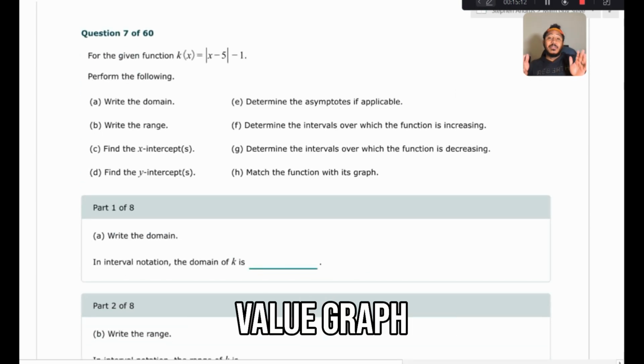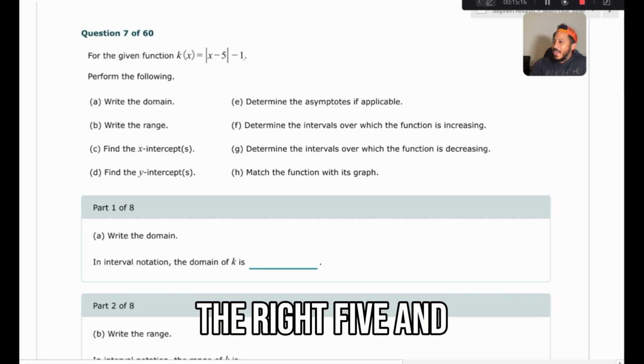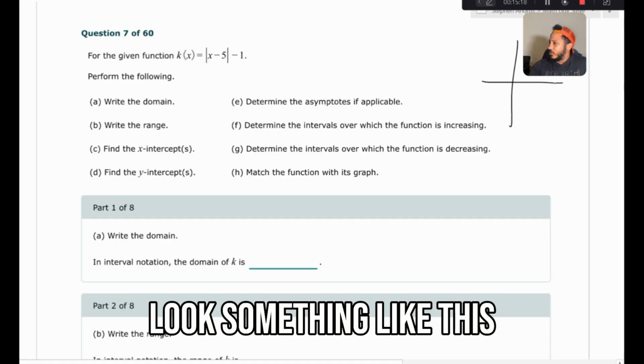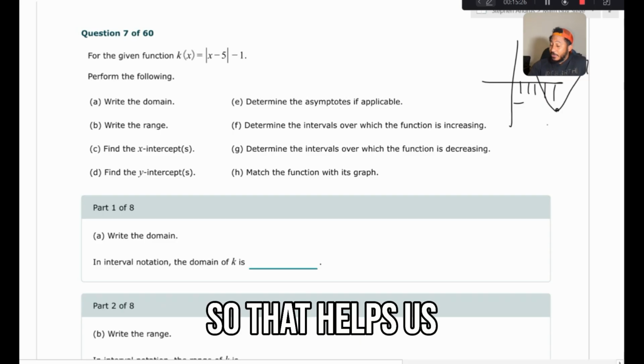Okay, we got more. So this is an absolute value graph. My absolute value is the V-shaped graph, right? So it's shifted to the right 5 and down 1. And so it should look something like this, right? To the right 5 and down 1. So it makes this V shape here. So that helps us with the domain and range.